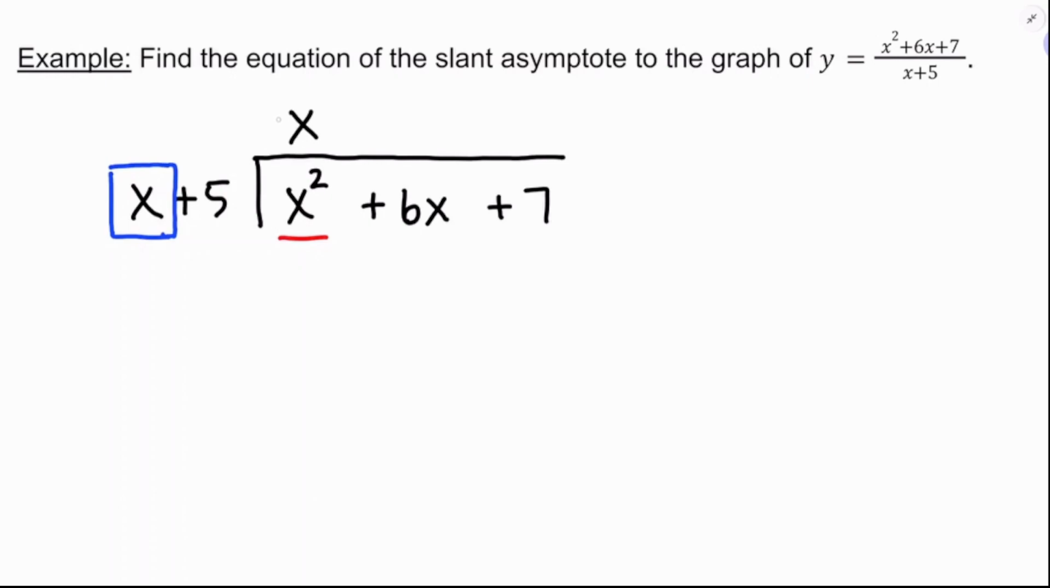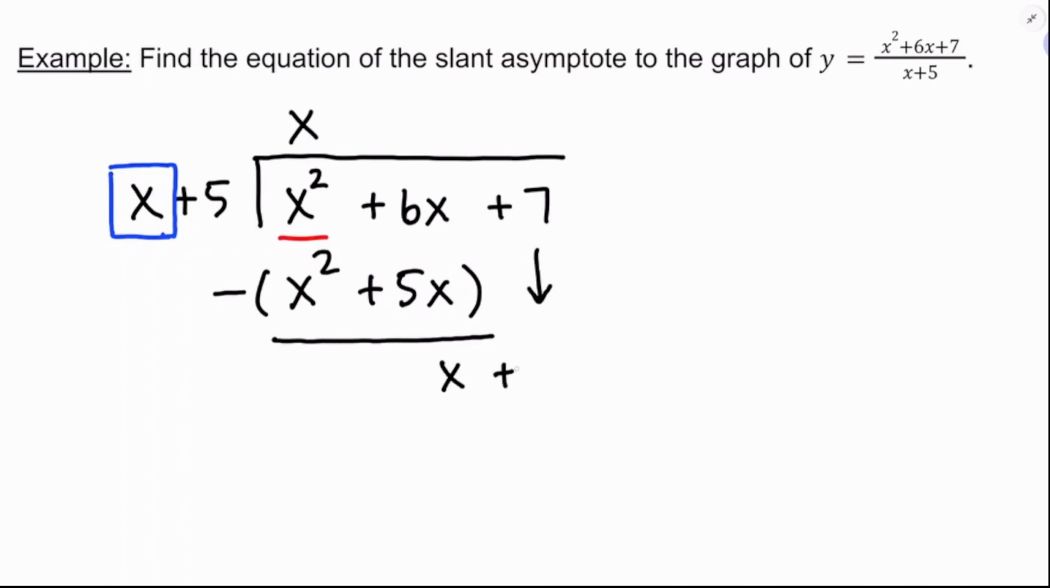And then what I do is I multiply the x over the x plus 5, and so that would be x squared plus 5x. And then we subtract. Okay, get rid of those. And we subtract down. Okay, so x squared minus x squared is 0. 6x minus 5x is 1x, and then we drop down the plus 7.